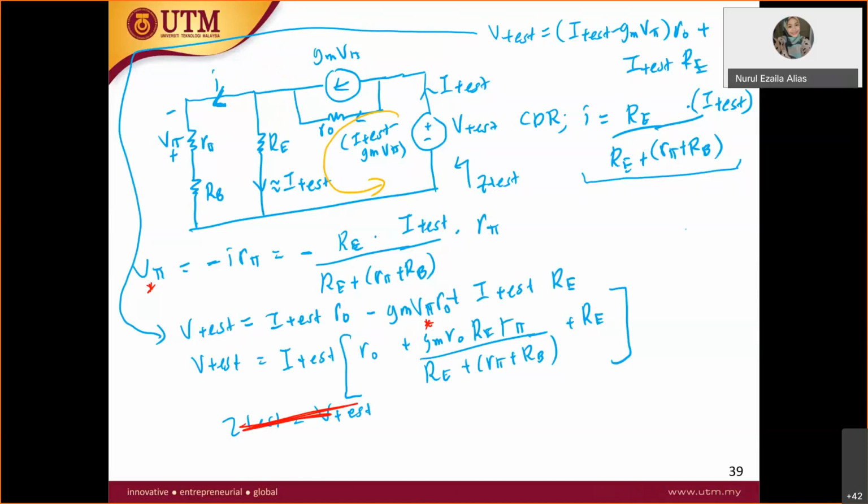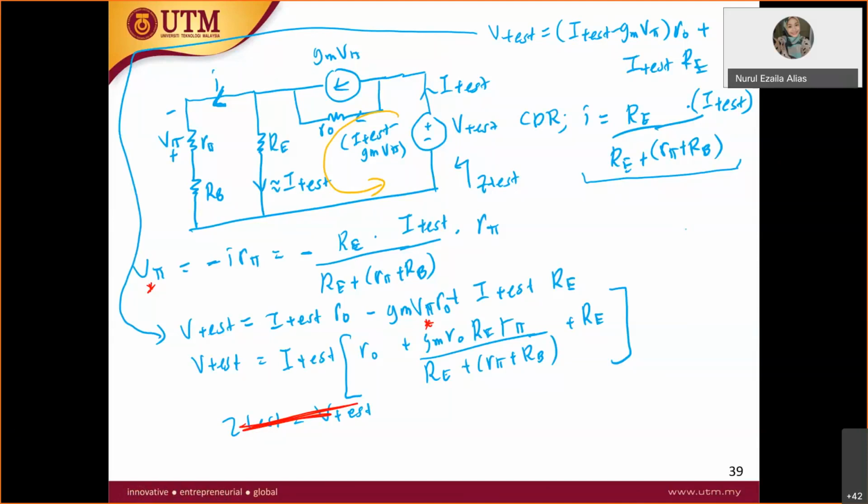So your friend asked, madam, may I ask why the I test is not divided into RE and V pi, and the current across RE is I test? So I have explained just now why current I test is not divided into RE and V pi.